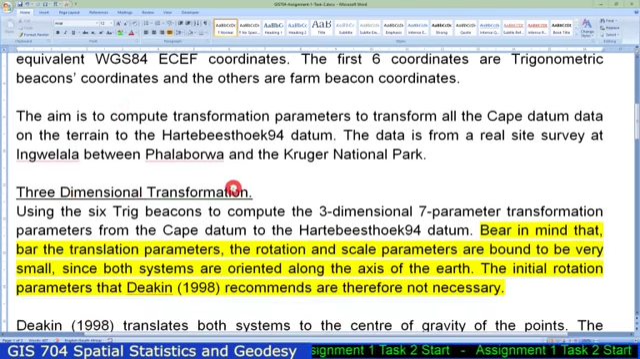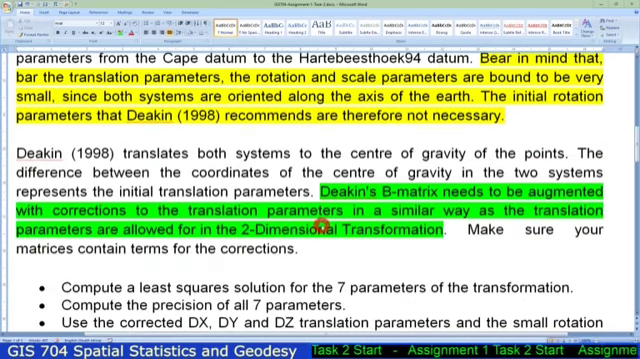One thing about the three-dimensional transformation we need to remember is that the translation parameters, rotation and scale parameters are bound to be very, very small. So the translation parameters are large, but these things are small. So the initial rotation parameters that Deacon recommends are therefore not necessary. His B matrix, because we didn't calculate rotations and initial translations, which he did, we need to augment his B matrix to allow for corrections to your translation parameters.